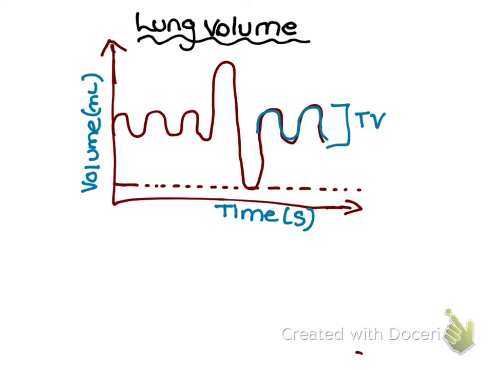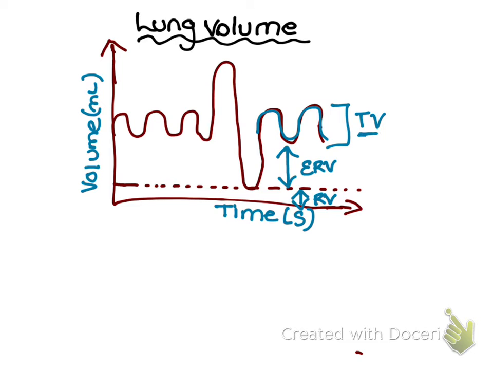Next, let's talk about the expiratory reserve volume, which is represented by this area. And then you have the residual volume, which is right at the bottom, and that is about 1.2 to 1.5 litres. The expiratory reserve volume is around 1,200 mils.